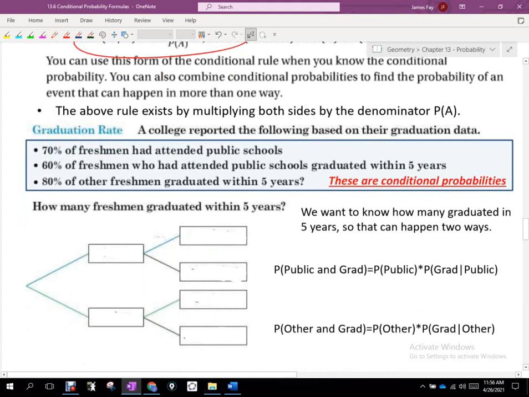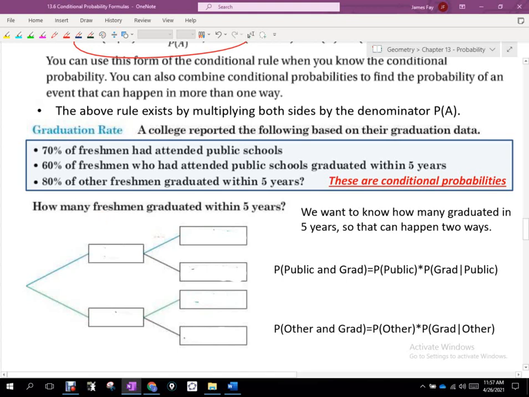All right, so I got a question. I think this helps us with seeing a sample space here. If we draw what we call a tree diagram here, tree diagrams always emanate from a singular point, and then they go down to our certain events. All right, so this is gonna be our sets of events. Okay, so 70% of freshmen had attended public schools. 60% of freshmen who attended public schools graduated. 80% of other freshmen graduate within 5 years. So we've got basically two events.